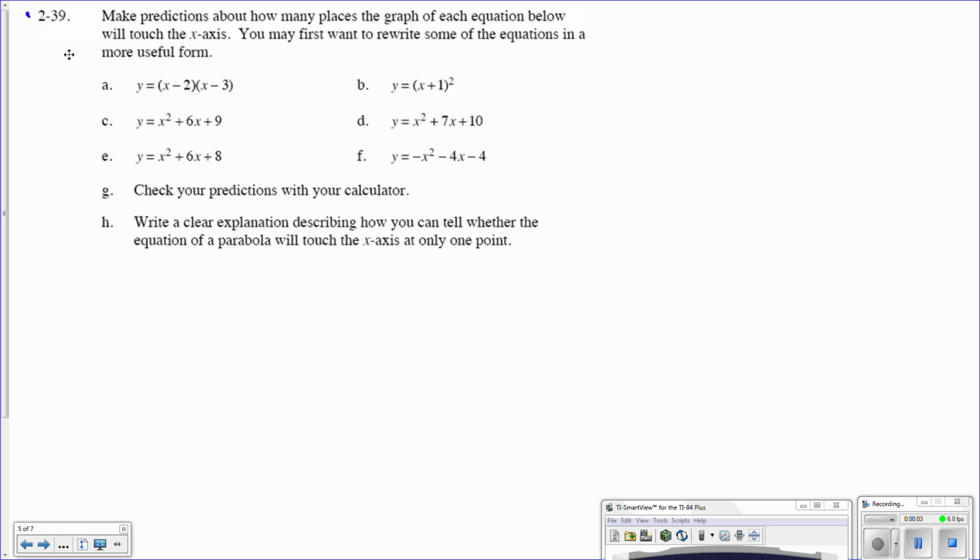All right, problem 2-39. Make predictions about how many places the graph of each equation below will touch the x-axis. You may first want to rewrite some of the equations in a more useful form. One of the things that's going to make this easier for us is if we try to get our equations into factored form.